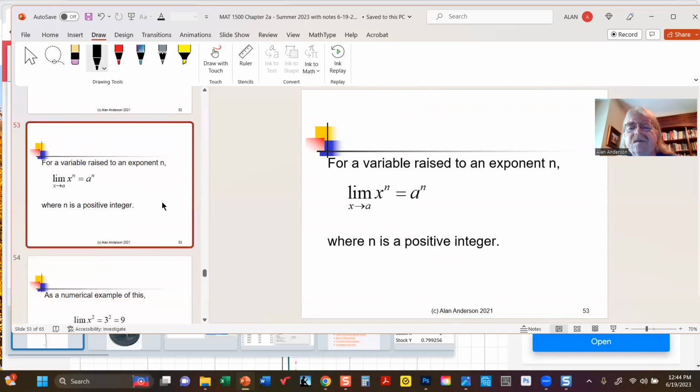Oh, well, how about x to the n power? Well, what you're basically doing is simply evaluating the function at a. Let's do a quick example here. The limit as x approaches 5 of x squared would just be 5 squared, which is 25.